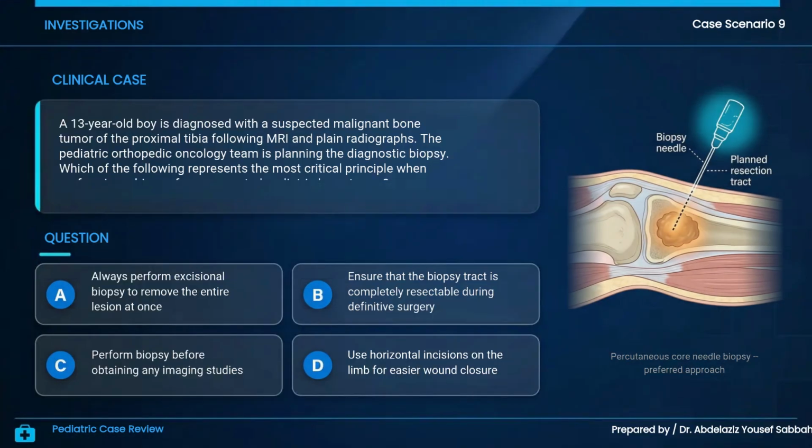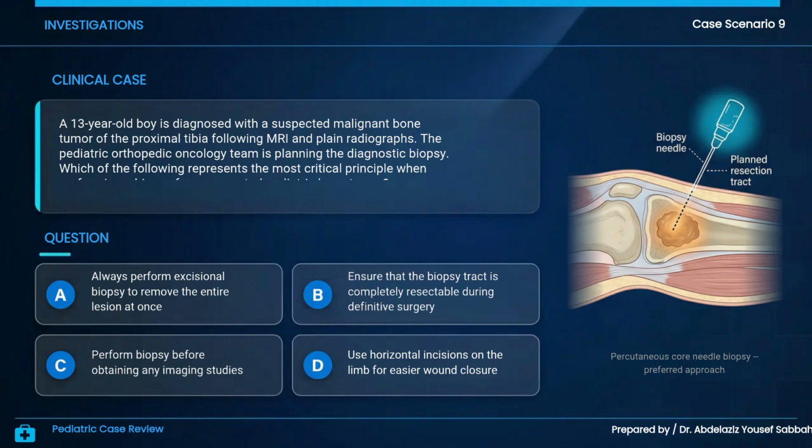Case 9. A 13-year-old boy is diagnosed with a suspected malignant bone tumor of the proximal tibia following magnetic resonance imaging and plain radiographs. The Pediatric Orthopedic Oncology team is planning the diagnostic biopsy. Which of the following represents the most critical principle when performing a biopsy for a suspected pediatric bone tumor?